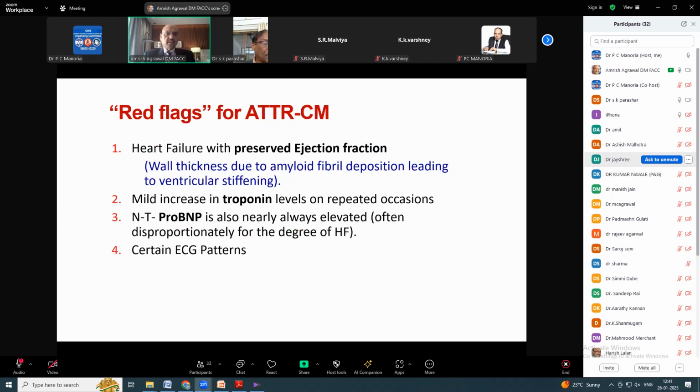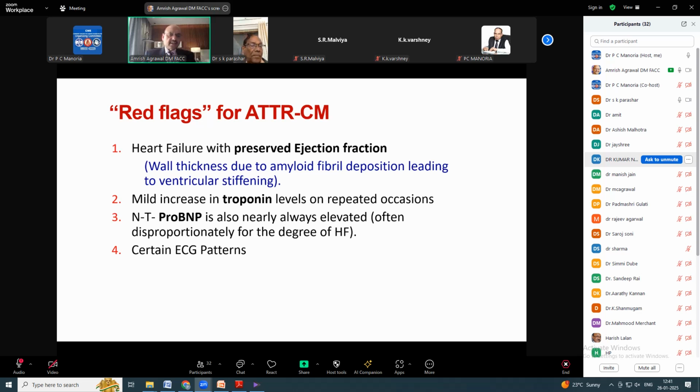much more carefully. It is particularly when there is heart failure with preserved ejection fraction, in which the thickening of the heart has a lamination, or we can say has a sparkling pattern, as wall thickening due to amyloid fibril deposition, and mild increase in troponin levels on multiple occasions. So these are the patients in which the troponins have come back elevated multiple times, and some of these patients will undergo angiography because of troponin elevations, and we will tell them that you have a normal troponin.